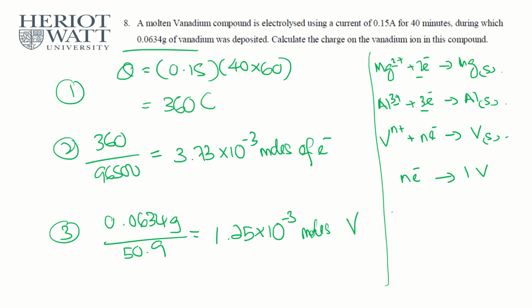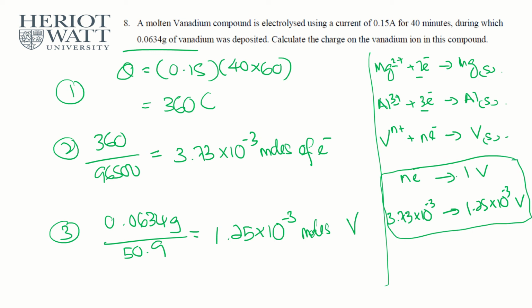And how many moles of electrons in this case? 3.73 times 10 to the power negative 3, forming 1.25 times 10 to the power negative 3 vanadium. So from this relationship, the ratio, we can calculate the n, right? So what I'm going to do is 1 divided by 1.25 times 10 to the power negative 3, all right? And then multiplied with 3.73 times 10 to the power of negative 3. Automatically, you get 2.99. All right, so n equals 2.99 or approximately 3. So there you go. V is 3+. That's the final answer.